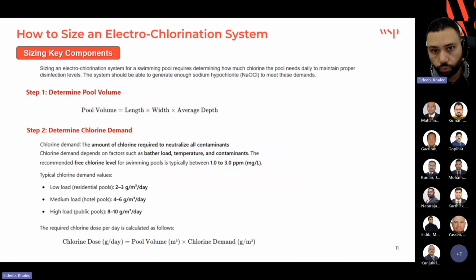Okay, in order to do sizing for an electrochlorination system, we need to determine the chlorine demand of the pool. This is the main target. We also need to ensure the system can generate enough sodium hypochlorite to meet this demand. So we calculate the demand, and then calculate the sodium hypochlorite that meets this demand. To calculate the demand, first we have to know the volume of the pool.